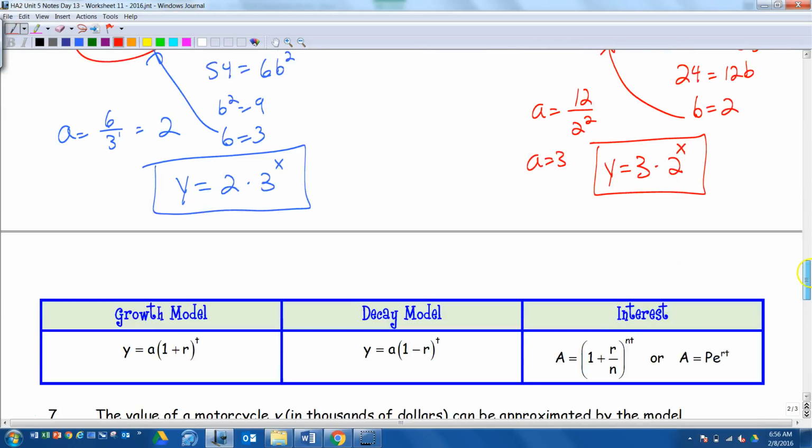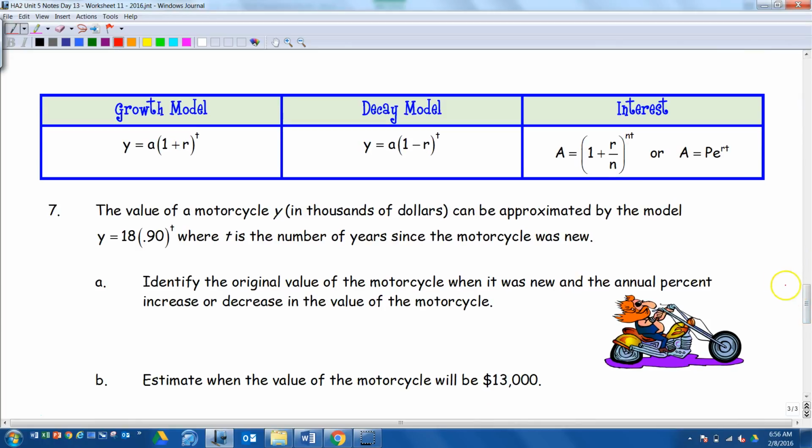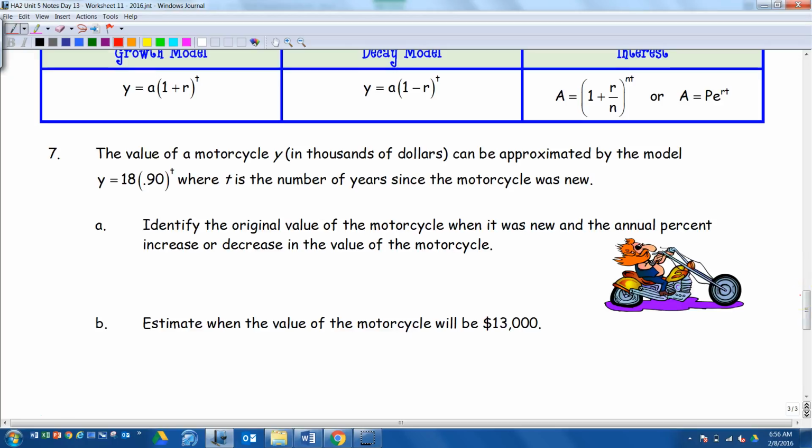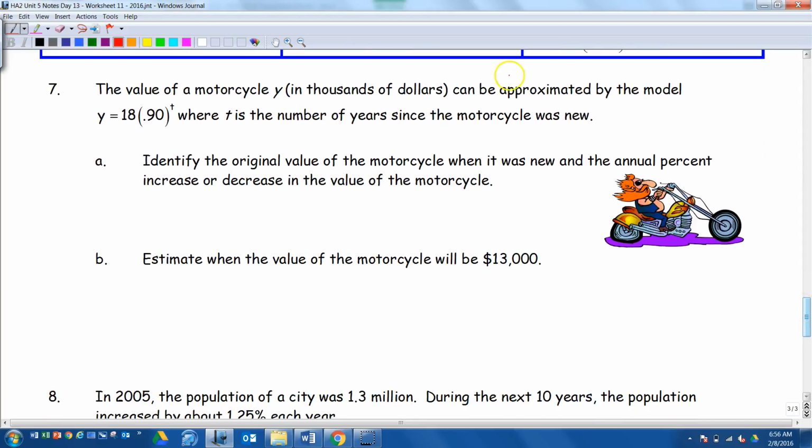Alright, we're revisiting our 4 formulas from the first quiz. We have a growth and decay model, and then with interest, we have those. We're going to actually solve these without using our calculators now, though. We're going to use logs, the properties that we learned for the second quiz. So the value of a motorcycle in thousands of dollars is this model here, where T is the number of years since the motorcycle was new. Identify the original value when it was new and the annual percent increase or decrease.